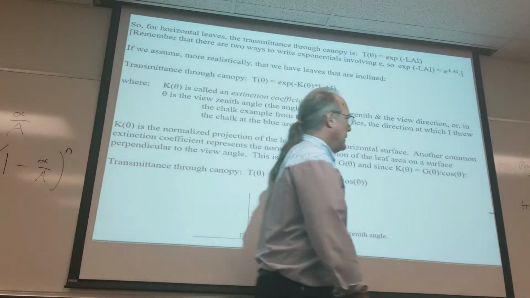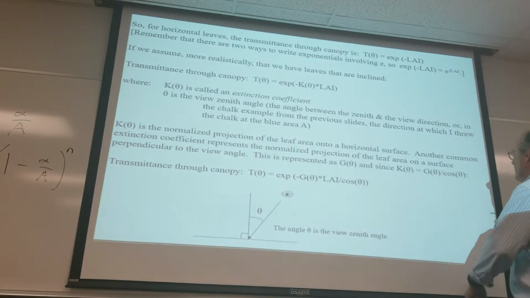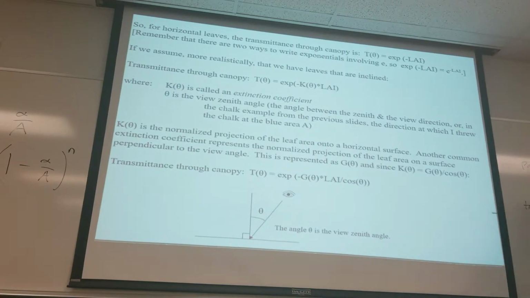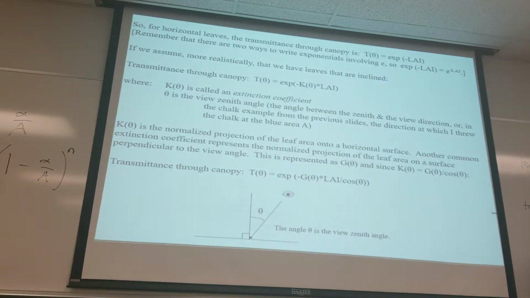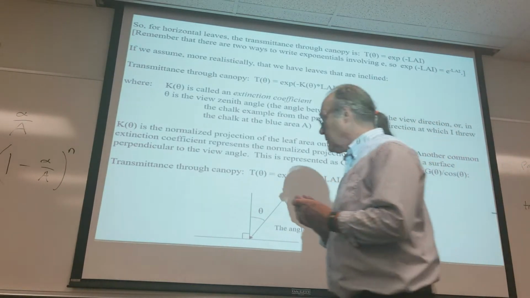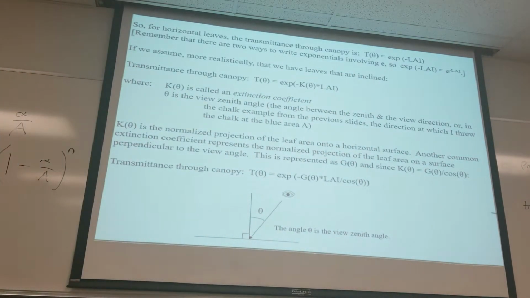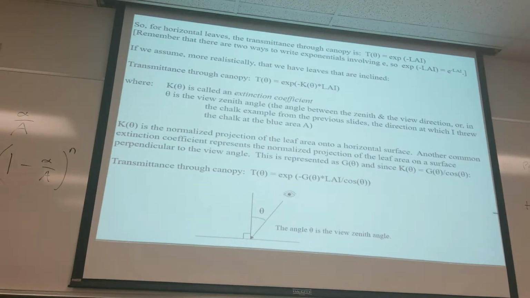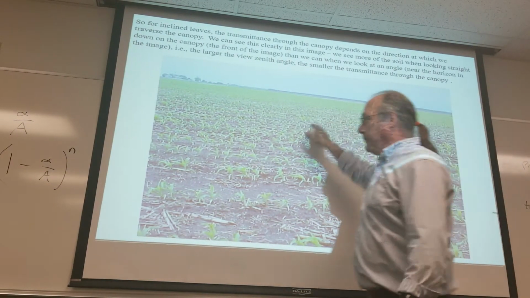So the transmittance through the canopy can be written in terms of this K of theta, or in terms of G of theta, as e to the minus K of theta times the leaf area index divided by cosine theta. And you may have come across this in your travels. I think that's the next slide. You may have come across this equation. You may have seen this before. Let's just look at this canopy though.